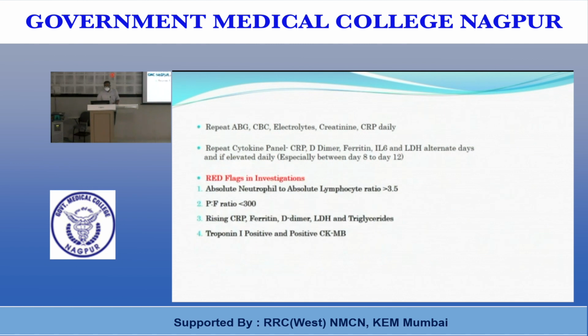So red flag signs in the investigation are absolute neutrophil to absolute lymphocyte ratio more than 3.5, PF ratio less than 300. If the PF ratio is below 150, better to go for the mechanical ventilation. If the PF ratio is less than 100, you have to intubate the patient and put the patient on mechanical ventilator. Rising CRP, ferritin, D-dimer, LDH, and triglycerides. Troponin I positive and positive CPKMB, these are the red flag signs in the investigation.